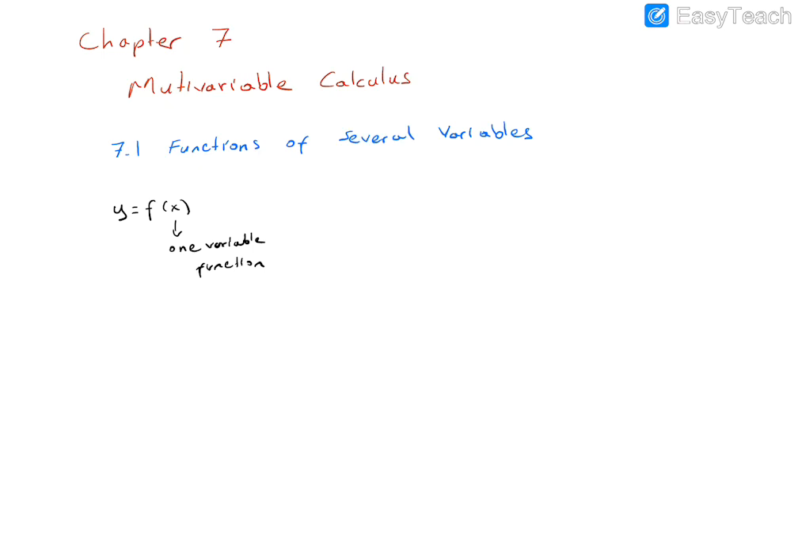So the graph of such a function is a curve in the plane. We know that. Symbolically, I will show the graph like this one, y equals f of x. The horizontal axis represents x, the vertical axis represents y. So in this chapter, we extend the key concepts of calculus to functions with two independent variables, okay?